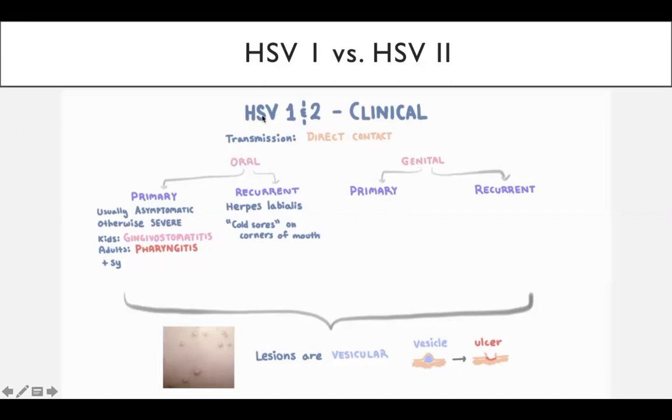For oral transmission of herpes simplex virus 1 and 2, we have a primary infection, which may be asymptomatic or severe. If it is asymptomatic, it's not severe at all. But if it is symptomatic, it's in the severe form. There is no moderation in this disease. It will be in the two extremes, either asymptomatic or very severe. In kids, it will cause gingival stomatitis. Gingival stomatitis is important.